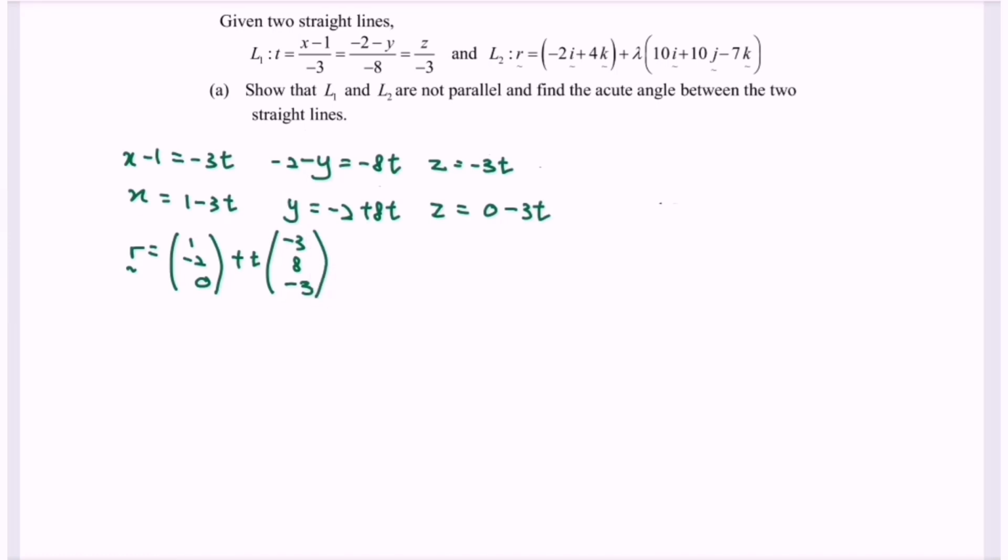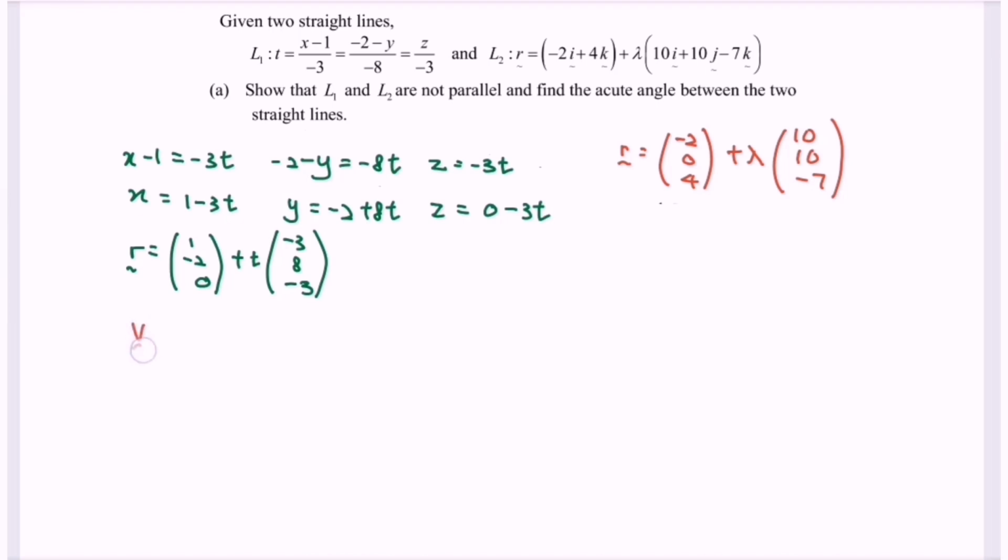Next, kindly refer to L2. We have the vector form as well, where r equals (negative 2, 0, 4) plus lambda(10, 10, negative 7). So kindly refer to part A. Show that L1 and L2 are not parallel. So how to show they are not parallel? Make use of the following.